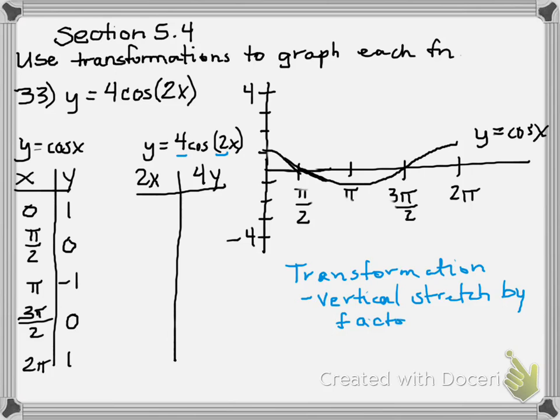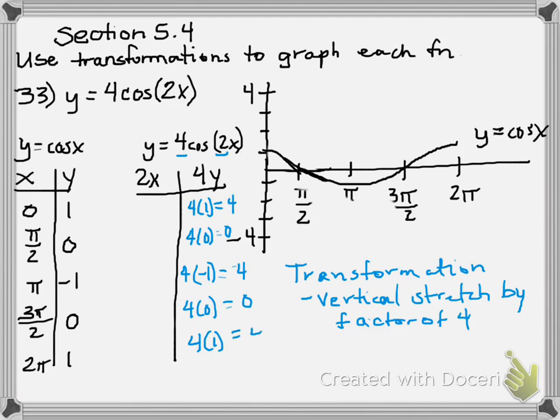This means that you're going to multiply each y coordinate by 4. So I have this here. These are my y coordinates for cosine: 1, 0, -1, 0, and 1. So looking at those first, I have 4 times 1, which is 4. 4 times 0, which is 0. 4 times -1, which is -4. 4 times 0 again, which is 0. And then 4 times 1, which is 4. Alright, so those are my y values.